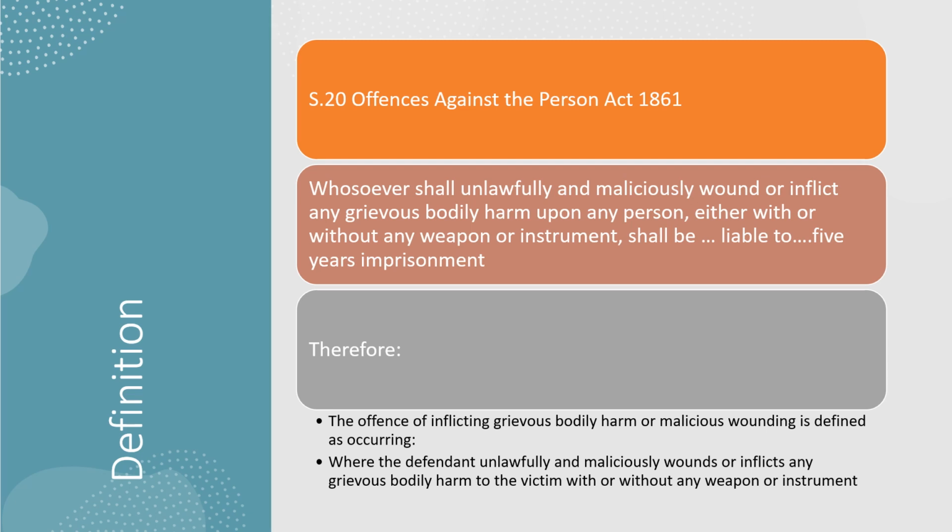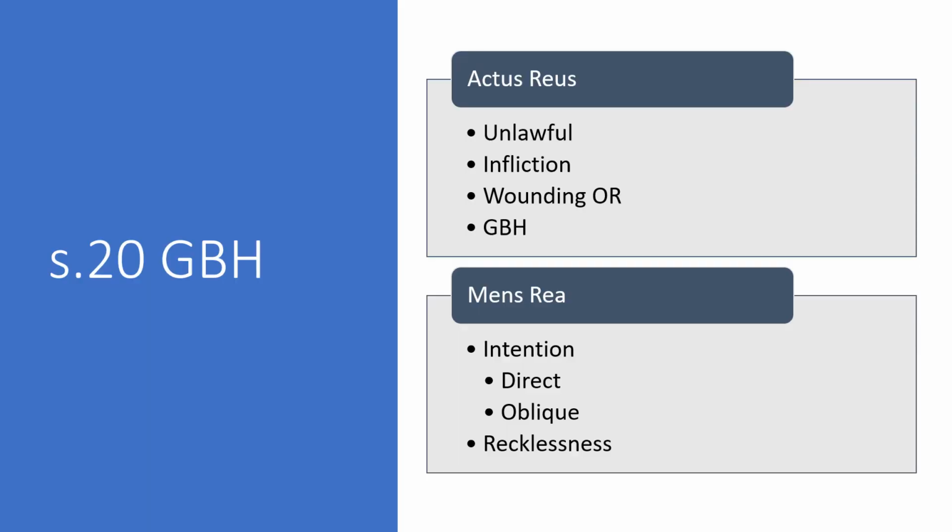So the definition then comes from Section 20 of the Offences Against the Person Act 1861 and tells us, whosoever shall unlawfully and maliciously wound or inflict any grievous bodily harm upon any person, either with or without a weapon or instrument, shall be liable to 5 years imprisonment. So therefore, the offence of inflicting GBH or malicious wounding is defined as occurring where the defendant unlawfully and maliciously wounds or inflicts any GBH to the victim with or without any weapon or instrument.